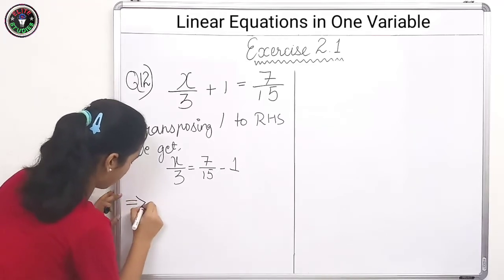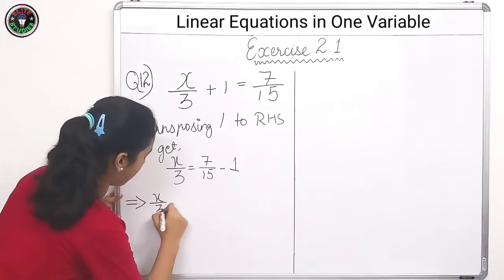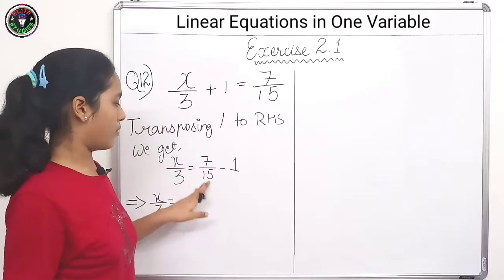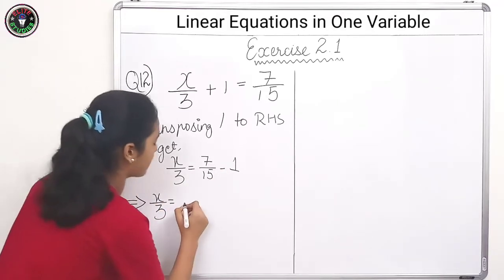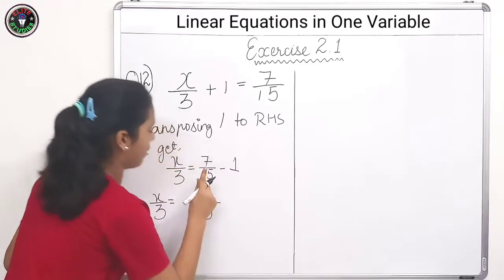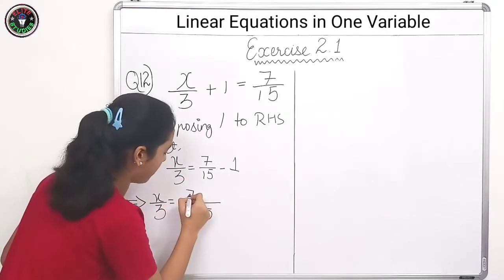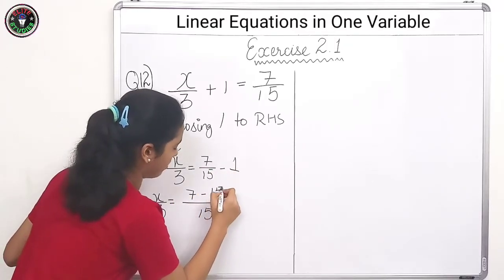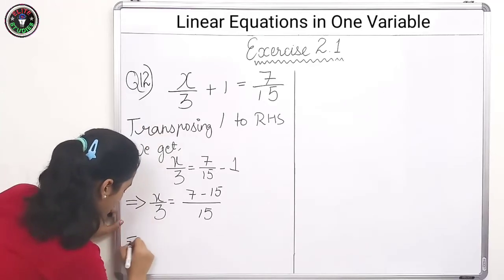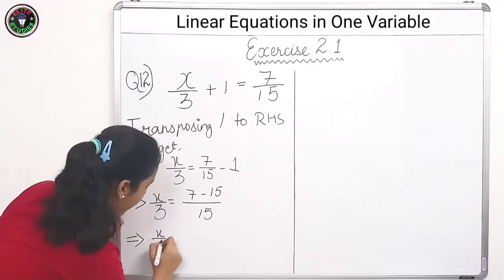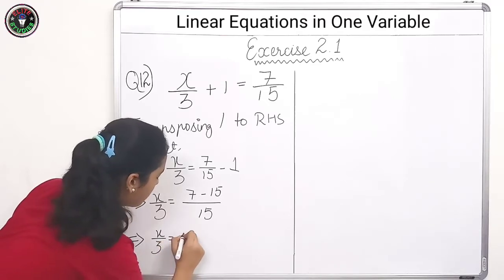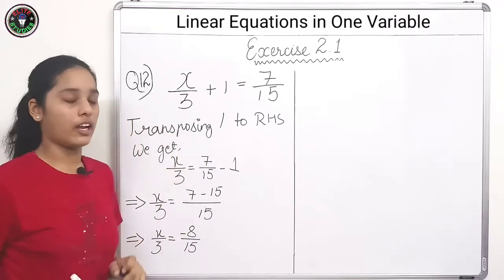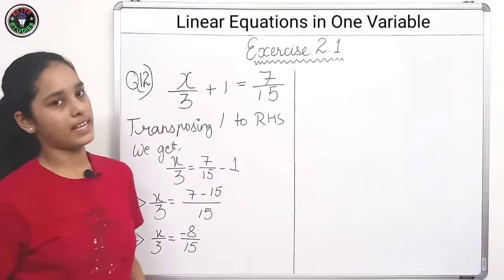Or x by 3 is equal to the LCM, we have to take the LCM of 15 and 1. That is, the LCM will be 15. 15 1s are 15, 1 7s are 7, minus 1 15s are 15, 15 1s are 15. Or x by 3 is equal to minus 8 by 15.